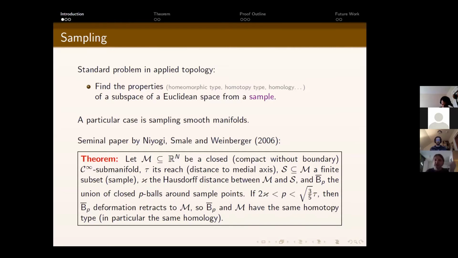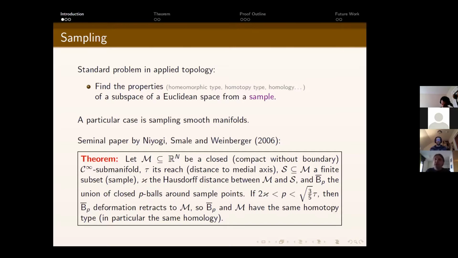In practical calculation, you typically don't actually calculate the homotopy type of the union of balls itself, but rather you build a nerve complex on the sample and then take the homotopy of this complex. And in practice, you are usually interested in homology. There are standard algorithms for how to then calculate the homology from this complex.